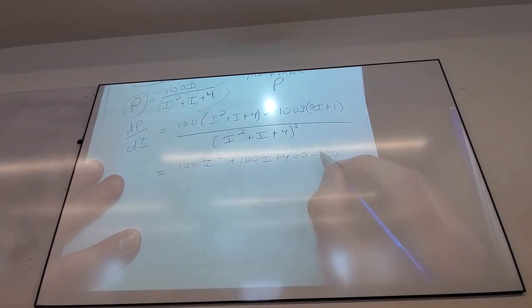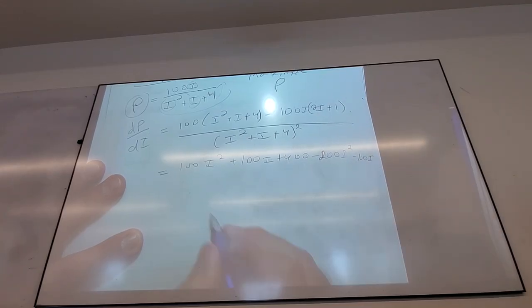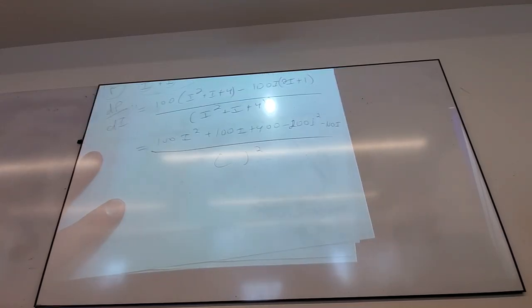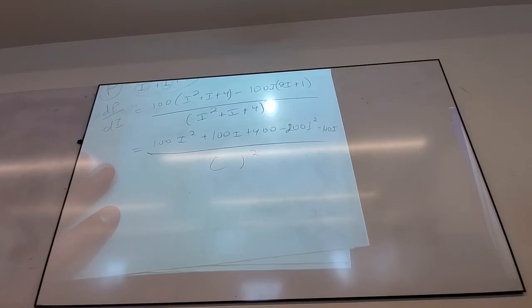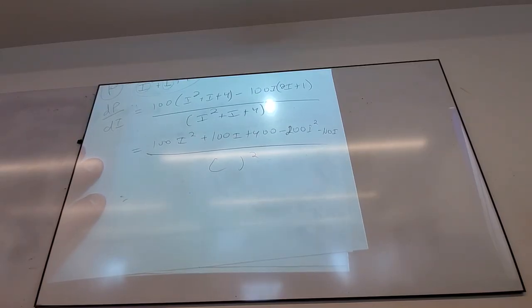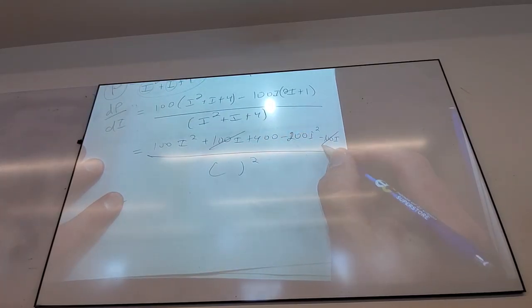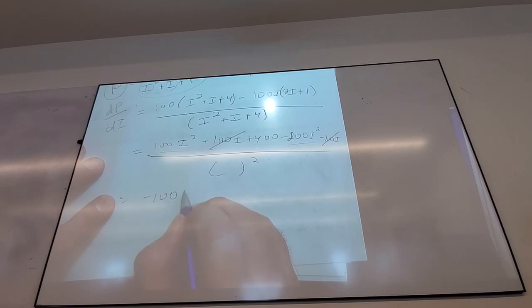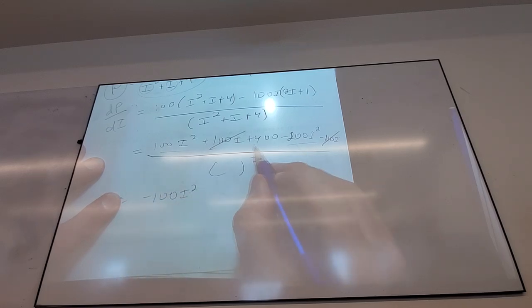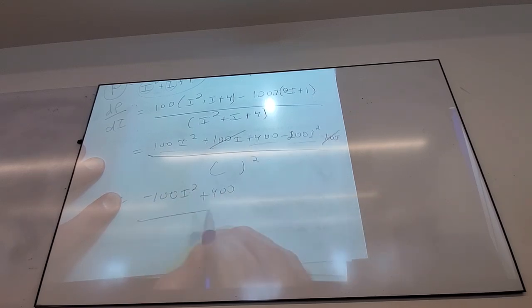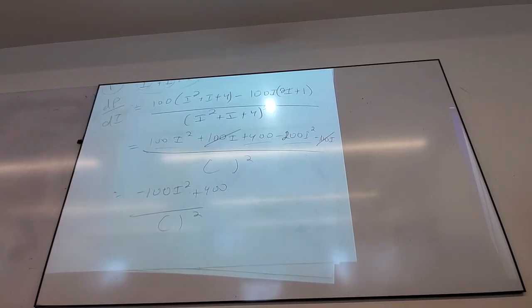What is this going to be? 200i squared minus 100i all over stuff squared. I mean, now I don't care anymore. Now it's just algebra. 100i minus 100i, that's gone, yes? 100i squared minus 200i squared is negative 100i squared, plus 400 over stuff squared. Now, can you guys see very quickly?